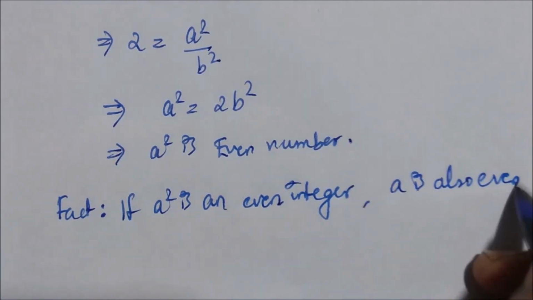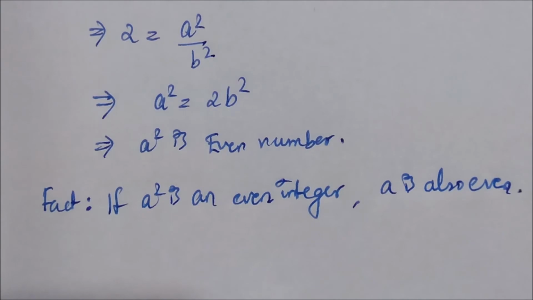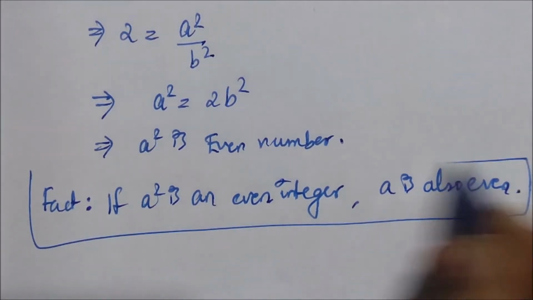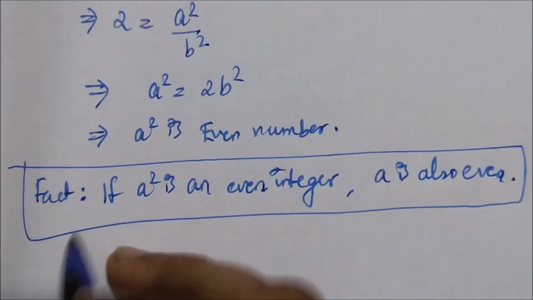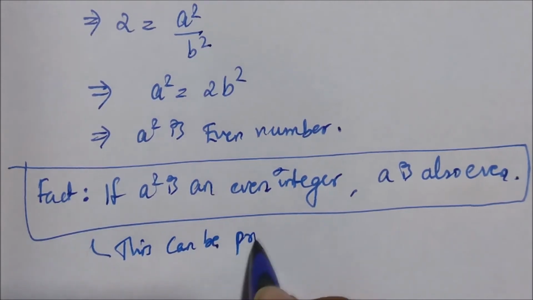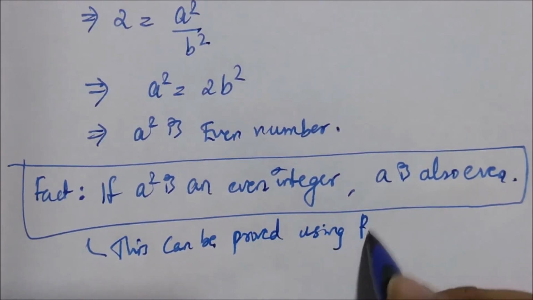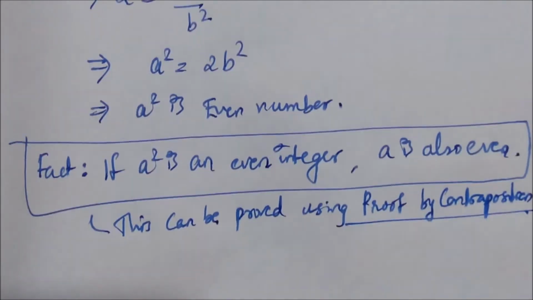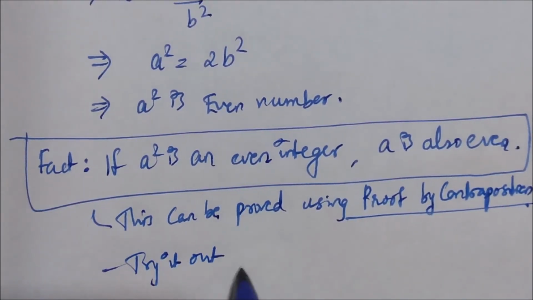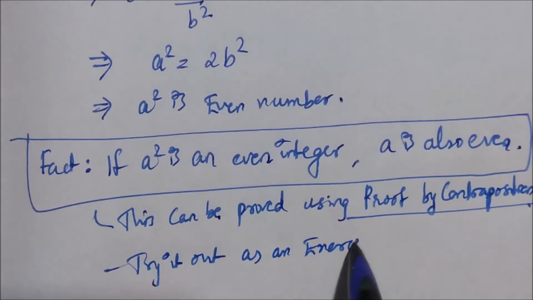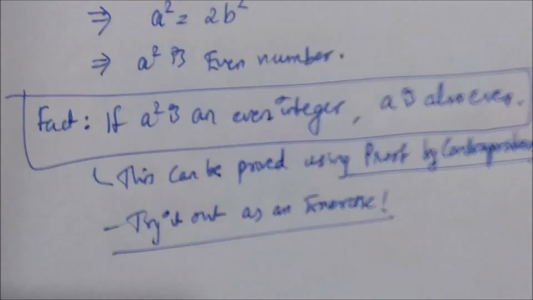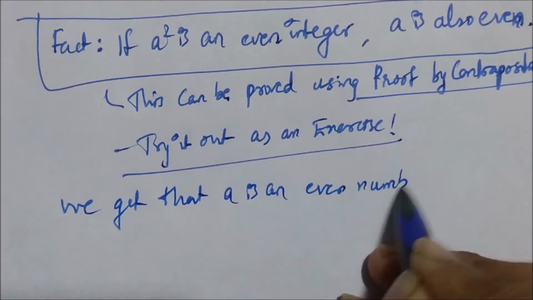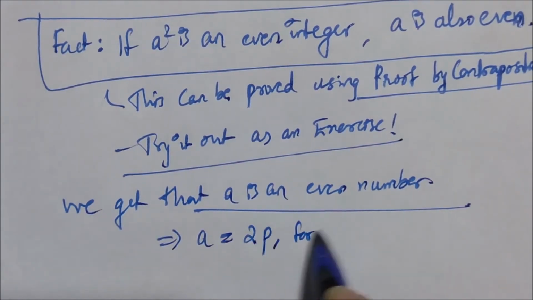So we are not proving it here. This can be proved using proof by contraposition, so why don't you try it out as an exercise? Anyway, I am not going to prove this fact here, and I'm going to assume it. From this we get that if a square is an even number, a is also an even number. So if a is an even number, a is equal to 2p, where p is some integer.